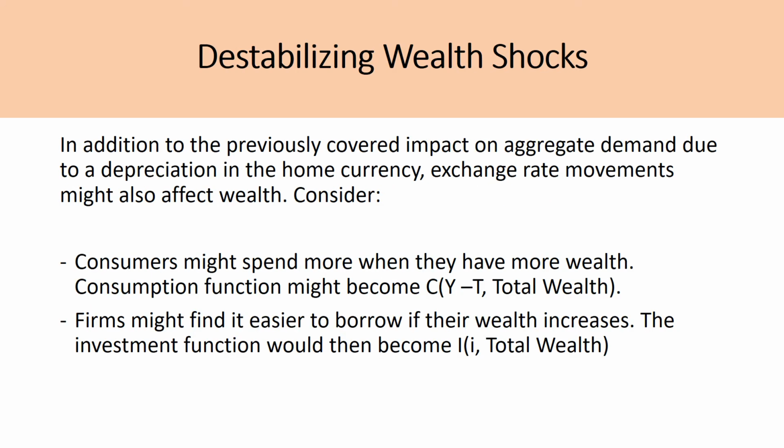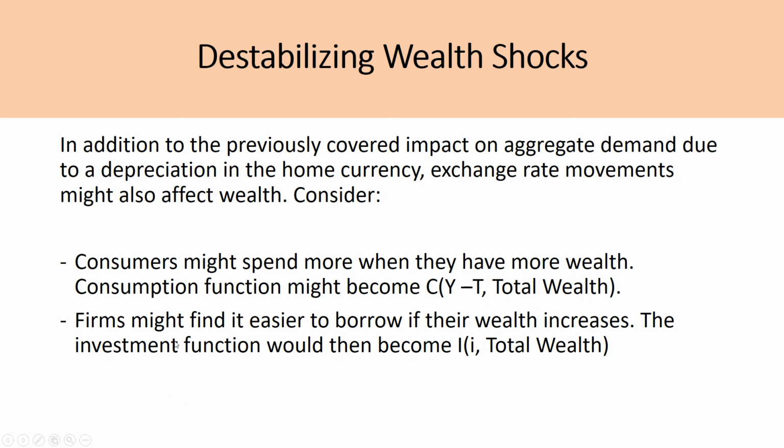So in addition to the previously covered impact on aggregate demand due to a depreciation in the home currency, exchange rate movements might also affect wealth. So we talked about how a depreciation in the exchange rate might stimulate the trade balance, or an appreciation might decrease the trade balance. In addition, a change in the exchange rate will also impact the external assets and liabilities of that nation. So consumers might spend more when they have more wealth. The consumption function might become, in addition to income, also total wealth, which includes those external assets.